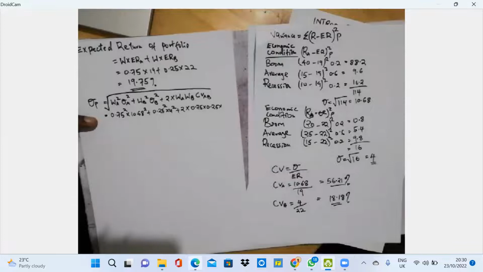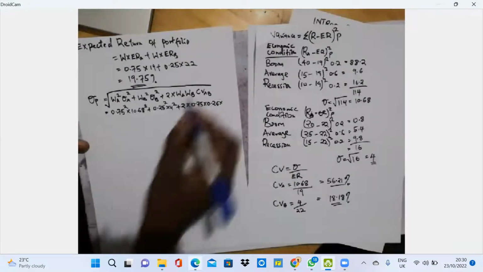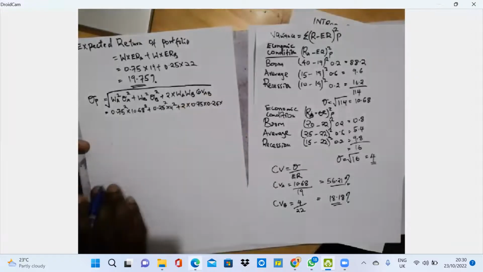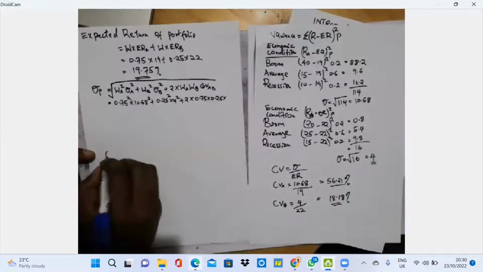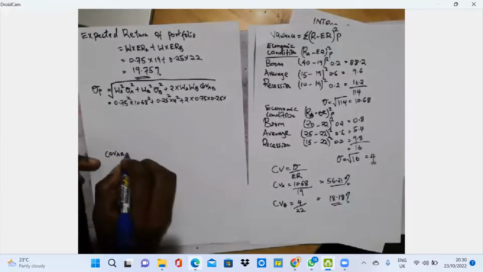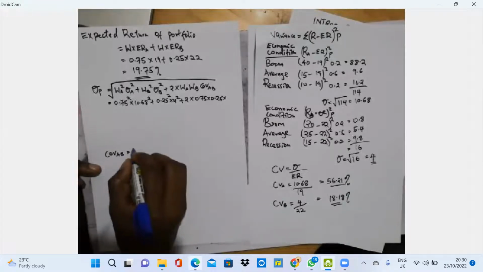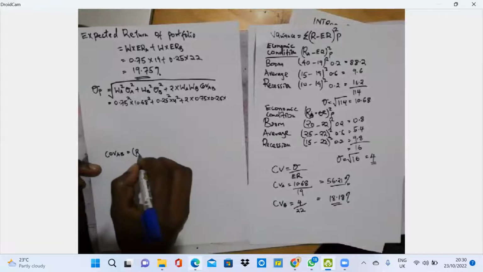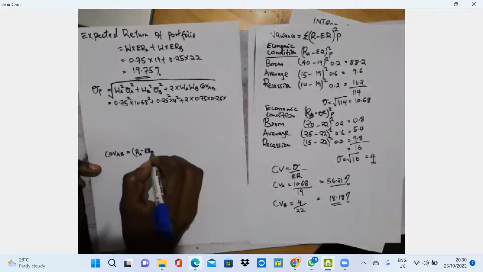We didn't get the covariance of A and B. To get the covariance, this is not easy. So let me calculate the covariance down here. To get the covariance of A and B, it's the variance of A and variance of B. So that is the return of A minus expected return of A.